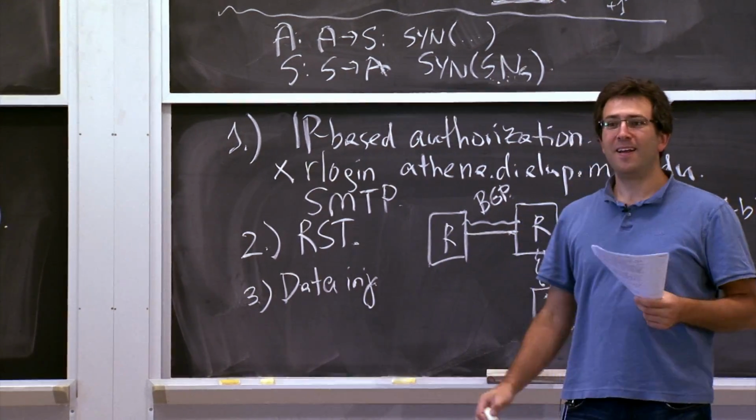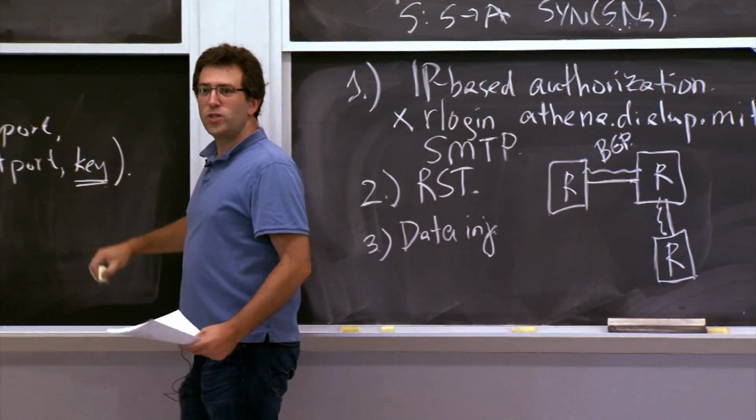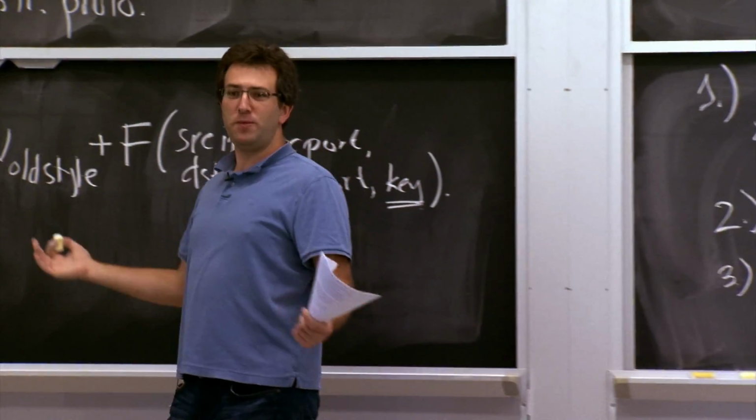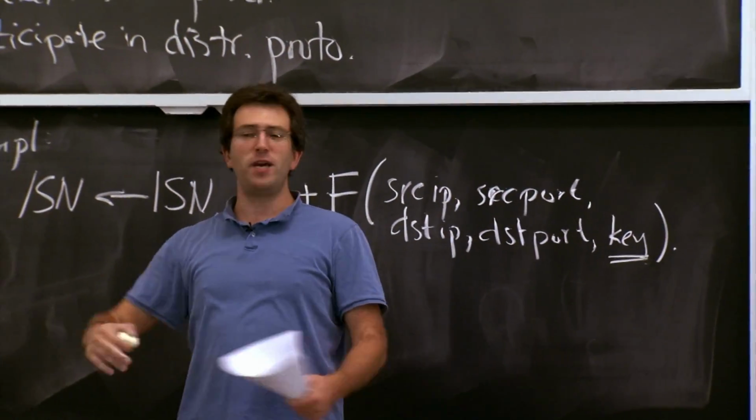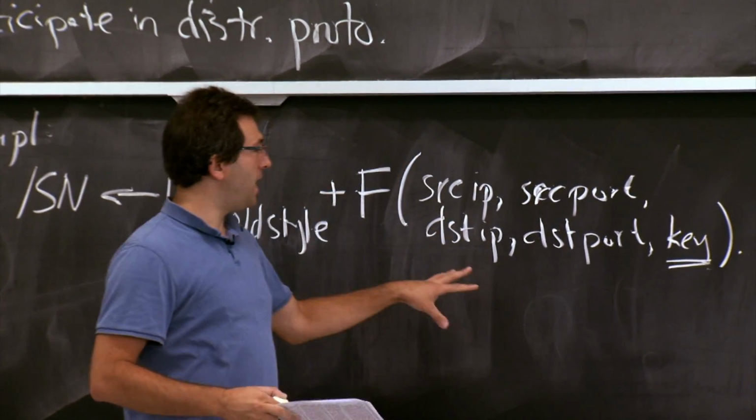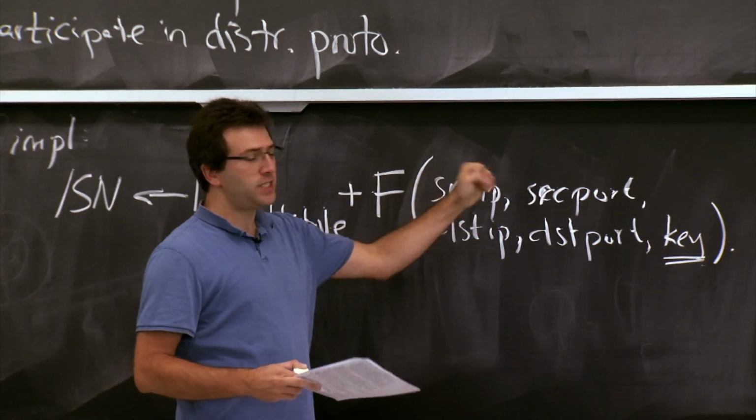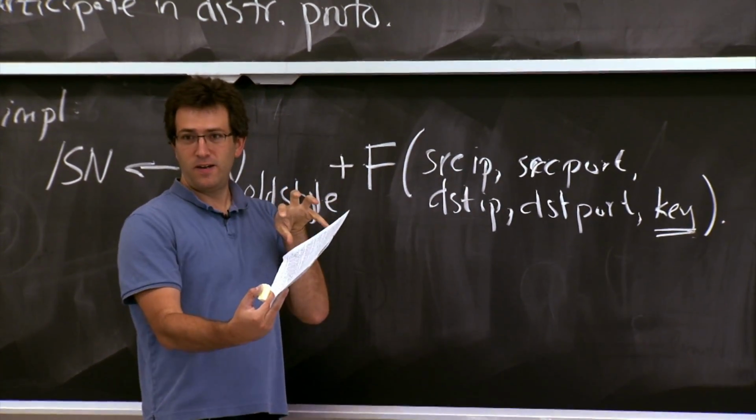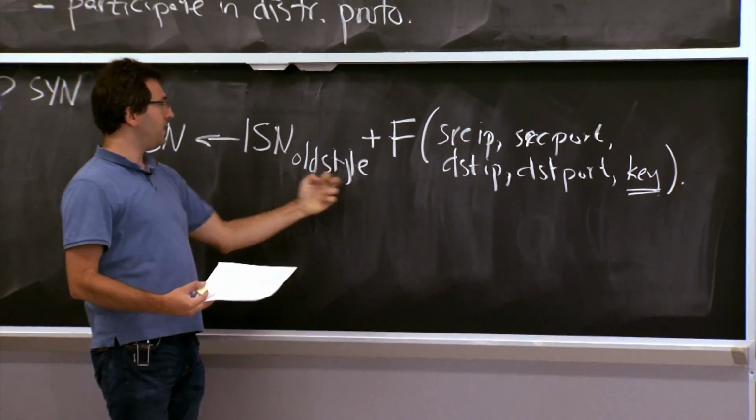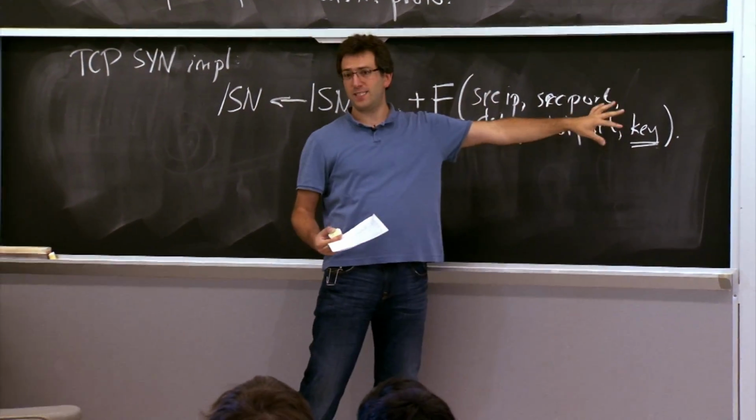Yeah? Could you repeat that again? Is the key unique to...? So when my machine boots up, or when every machine boots up, it just generates a random key. Every time you reboot it, it generates a new key. Okay. And this means that for a particular source-destination pair, the sequence numbers advance at the same rate as controlled by this. So for a given source-destination pair, this thing is fixed.